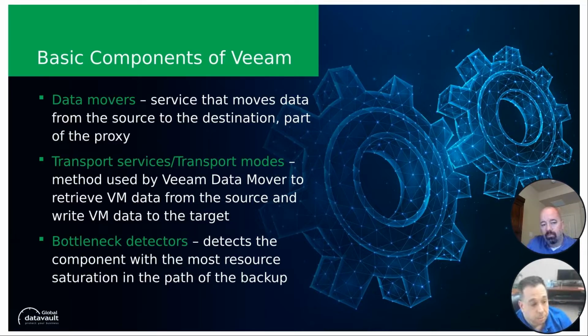So also the bottleneck detector, this is going to be a very valuable resource whenever you are having issues with, let's say, maybe slow transfer speeds. What it will do is it'll take the weakest link in the backup path. What I mean by that is it will detect the slowest component, whether it be network, source, target, or proxy. It will let you know which one of those four items is the slowest point in the chain.